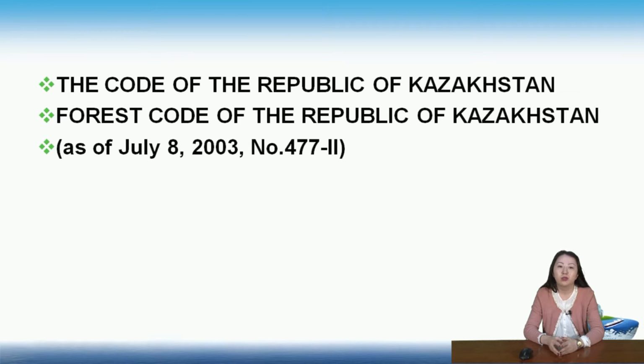The Forest Code of the Republic of Kazakhstan. In Kazakhstan we have a Forest Code. It was adopted on July 8th, 2003. The number of the Forest Code is 477.